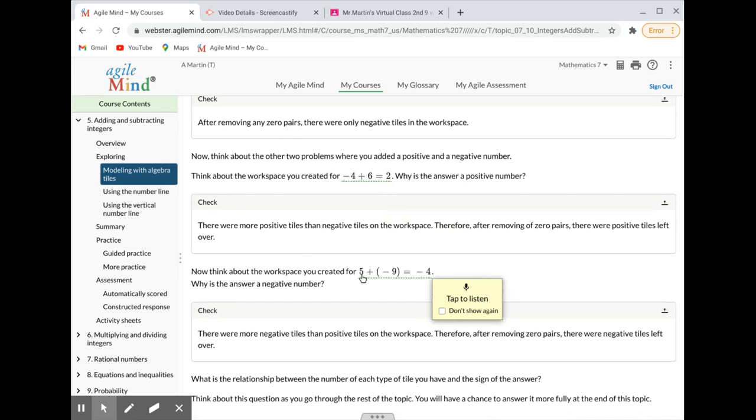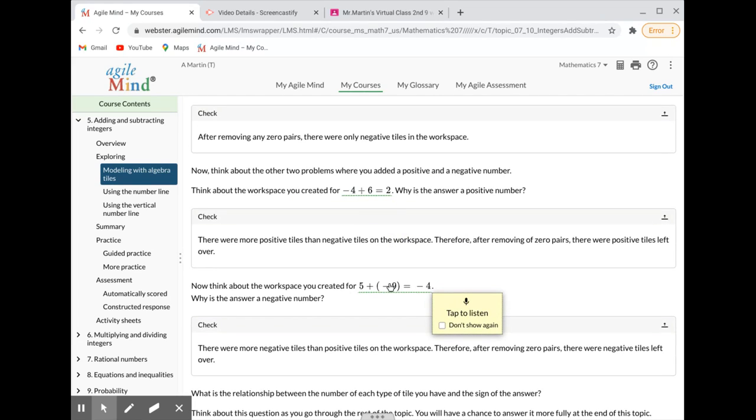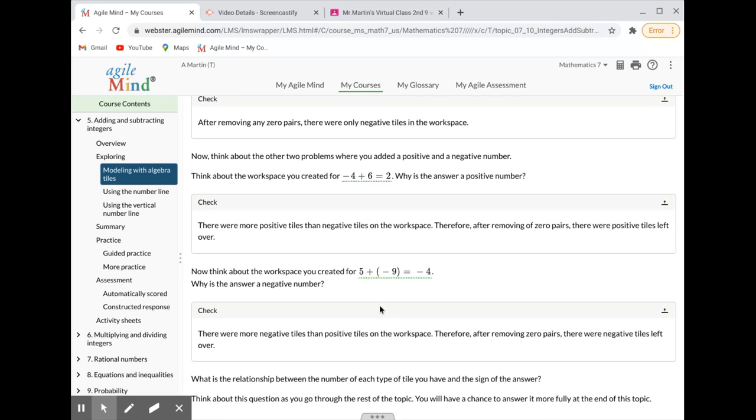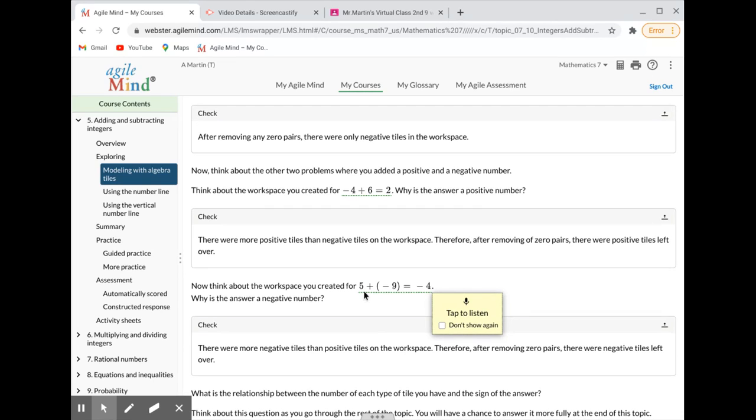Now, Rachel, were you able to read this part right here? Yes, but I said negative. I said just -9. Okay. All right. So right here, when we have 5 plus -9, we know that -9 has a greater absolute value, meaning a greater distance from 0 than 5. So that means our answer is going to be what sign? Negative. All right.